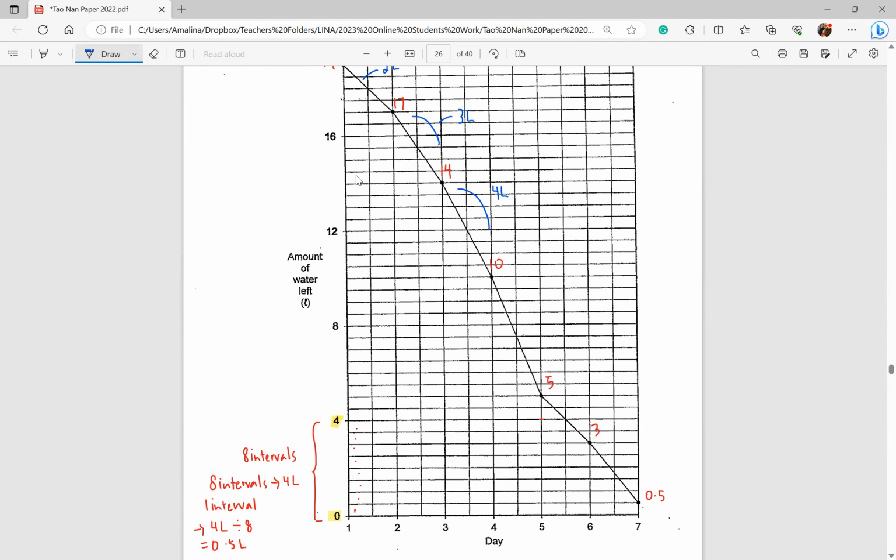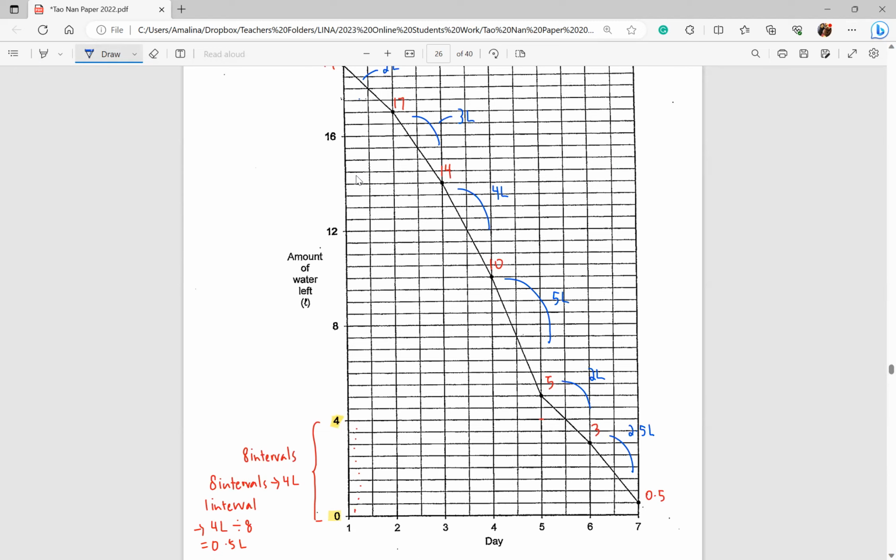10 to 5, 2 liters. Sorry, 5 liters. Okay, the drop is 5 liters. 5 to 3, 2 liters. 3 to 0.5, 2.5 liters.